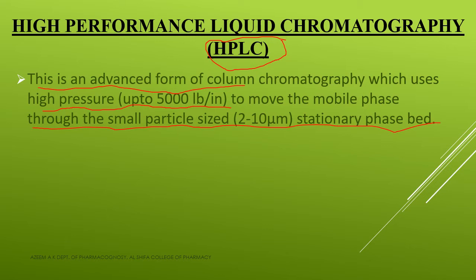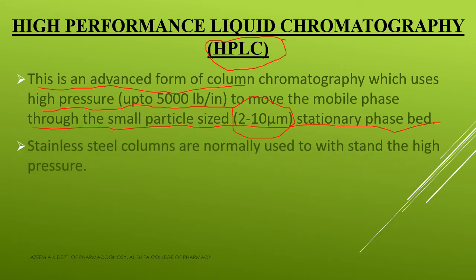Okay, so we already know that in thin layer chromatography, silica gel is an adsorbent and it has a somewhat bigger particle size, and in column chromatography it is smaller than in thin layer chromatography. Then in flash chromatography the adsorbents are even smaller than in column chromatography, and in high performance liquid chromatography it is very small in size. In fact the size range of particles in the stationary bed of the high performance liquid chromatography column is from 2 to 10 micrometers. 2 to 10 micrometers is the particle size of the stationary phase.